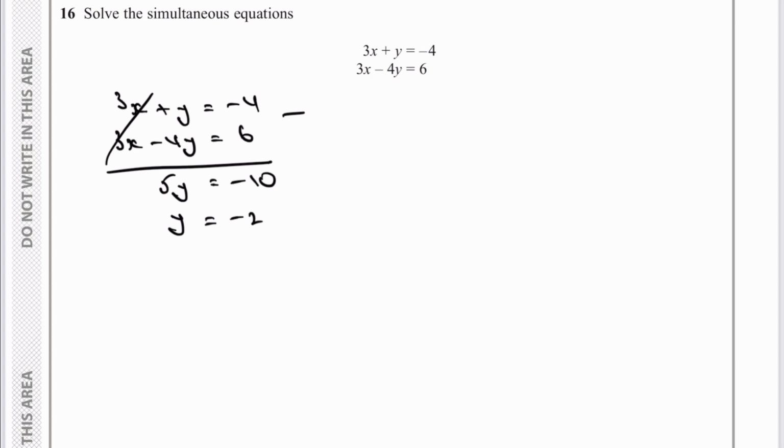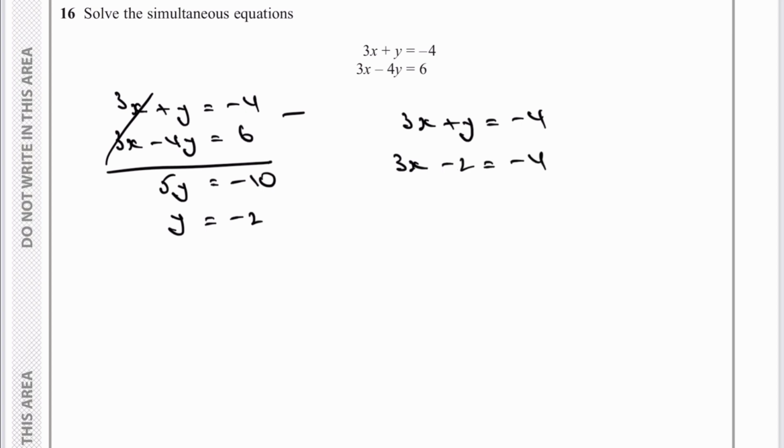Okay, and then it's a case really of taking that value and substituting it. And you can choose whichever of the equations you particularly want to use. I'll just choose the first one, so I'm going to have 3x plus y equals negative 4, and I know now that my value of y is going to be negative 2.